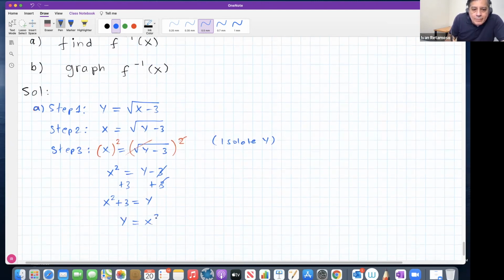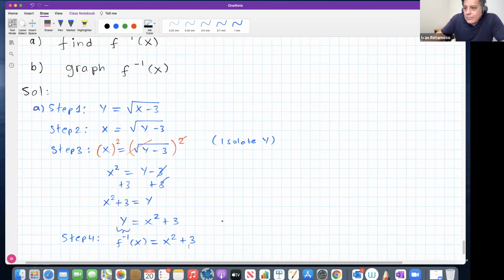Rewriting it this way with y isolated on the left, y equal x squared plus 3 is basically the inverse function, right? So step 4 is just for the presentation of the work. This is going to be the inverse function of f, which is x squared plus 3. This is the inverse function, right?